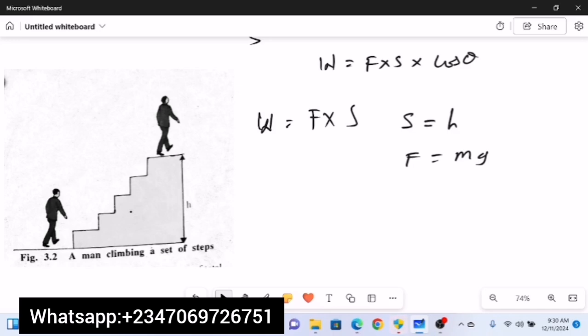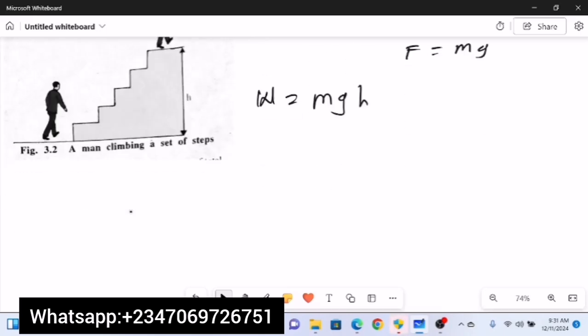So the work done by an object in moving against gravity is simply due to the weight of that object and the height. This simply means that work done in this situation is going to be mass times gravity times the height through which this object is moving. So basically, work is said to be done when a force moves its point of application a distance in the direction of that force. When you consider work done against gravity, that distance becomes the height, and the force considered becomes the weight of the object acting against gravity.